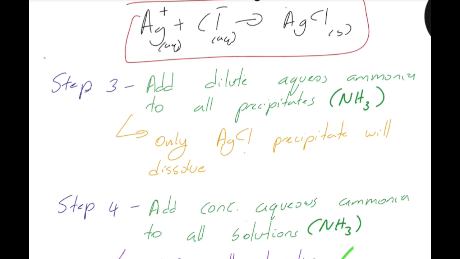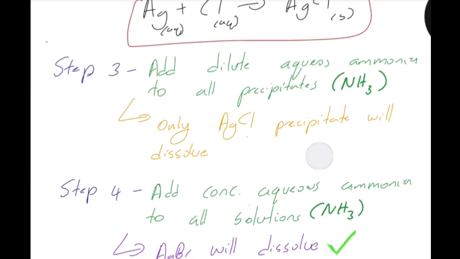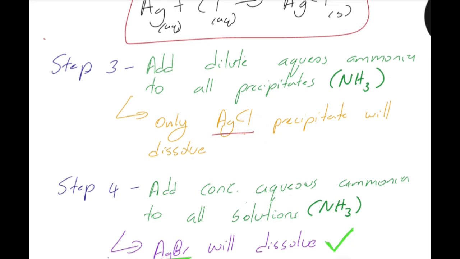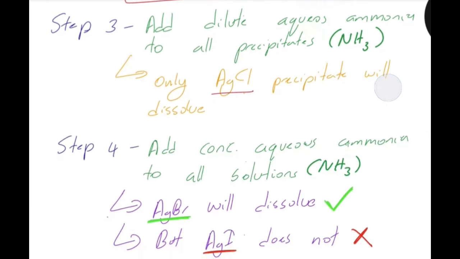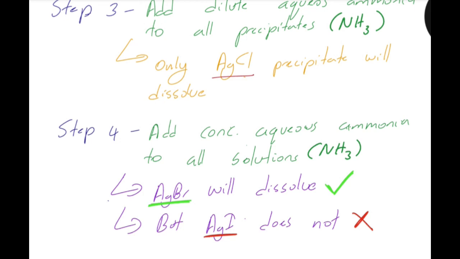Once the aqueous ammonia is added to all the precipitates, only the precipitate which contains chloride ions will dissolve in NH3, right? So only AgCl will dissolve. The other precipitates won't. Next we have concentrated ammonia solution in step 4. Now we have already identified the precipitate containing AgCl, so we distinguish that sample. Now we have only two precipitates, AgBr and AgI.